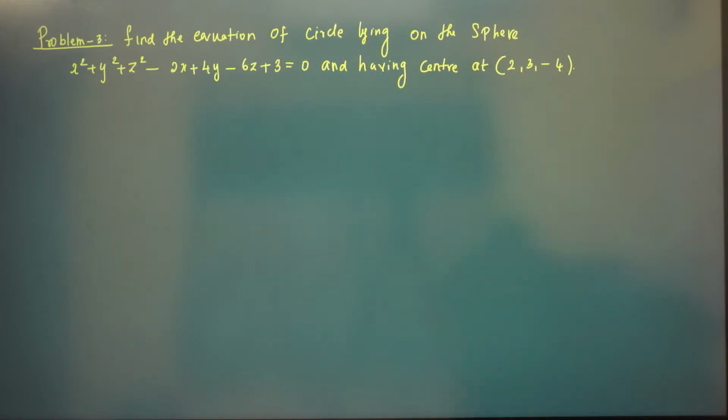Yes, anyone have an idea how to do this problem? So there we need to find the equation of the circle. That means we need to find the sphere and a plane. We already know the sphere. The only thing is we need to find the equation of the plane.